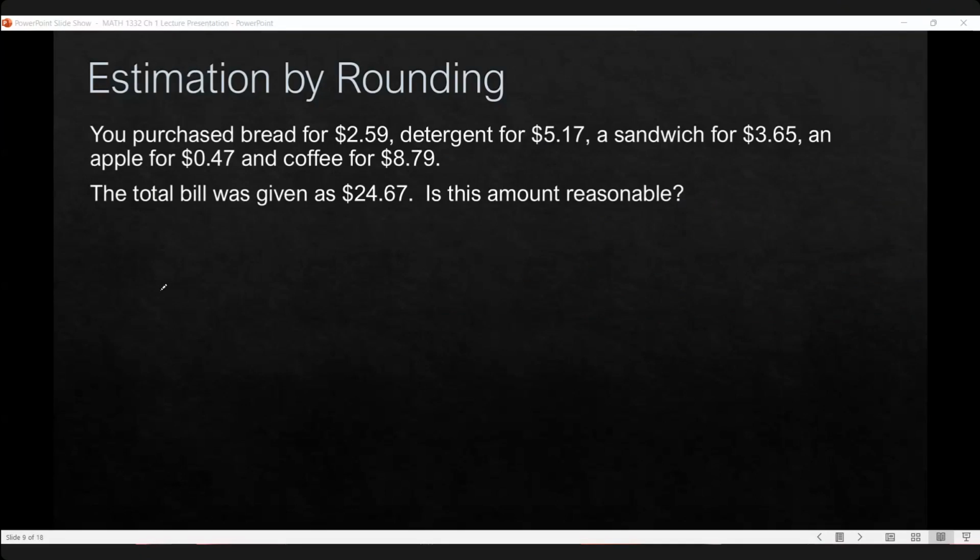So it says that you purchase a bread for $2.59, detergent for $5.17, a sandwich for $3.65, and a few more things, an apple and then a coffee. We can read how much each one of those was. The total bill was given as $24.67. Is this amount reasonable? Well, let's see. I will suggest for this example to round each one of these values.